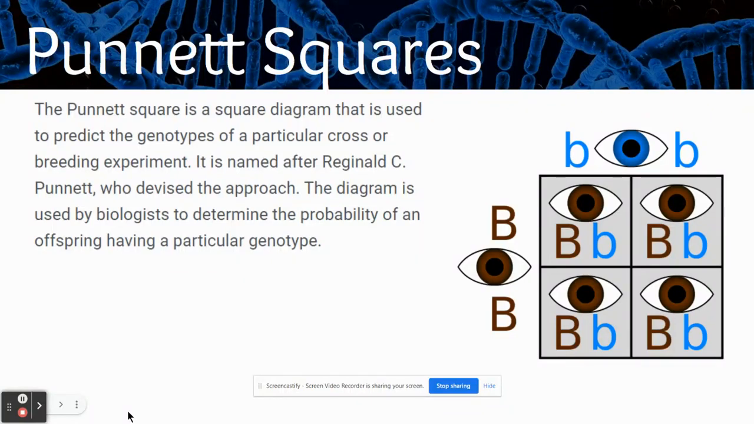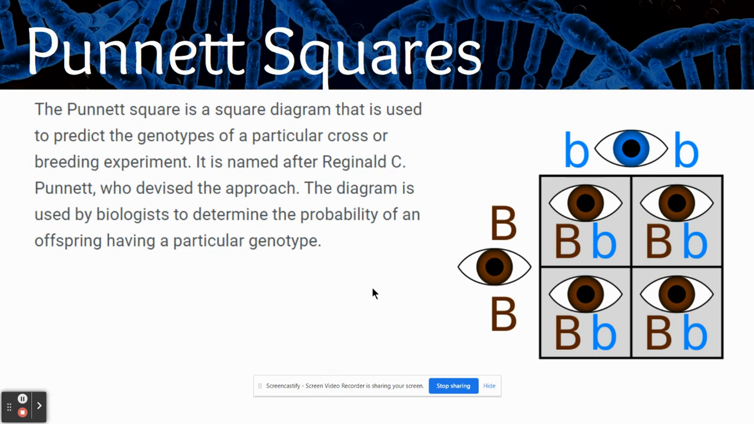In this video, we're going to take a look at Punnett squares and how to create them and read their probability. What you see here on the right-hand side is a Punnett square. It's named after Reginald C. Punnett, who devised this approach. The whole point of it is to help us determine the probability of an offspring having a particular genotype.